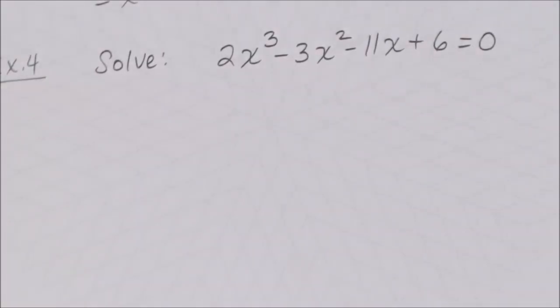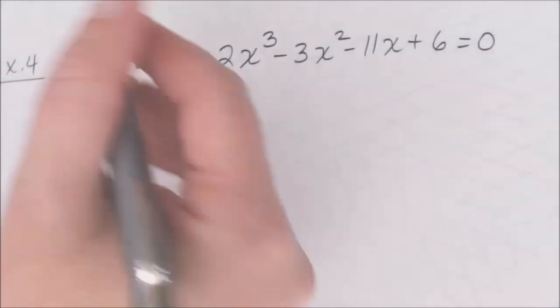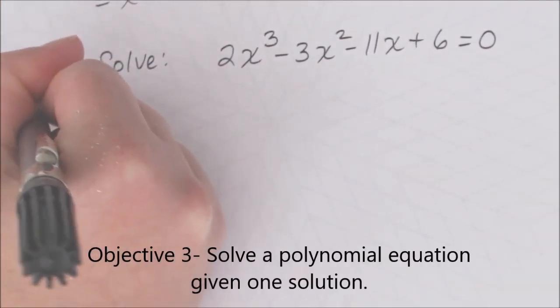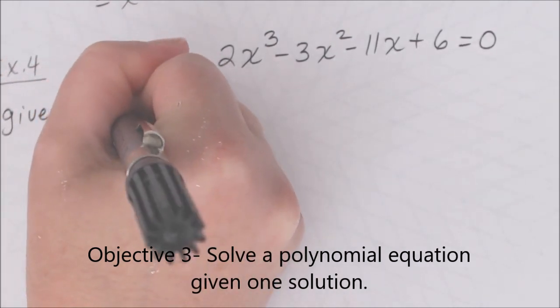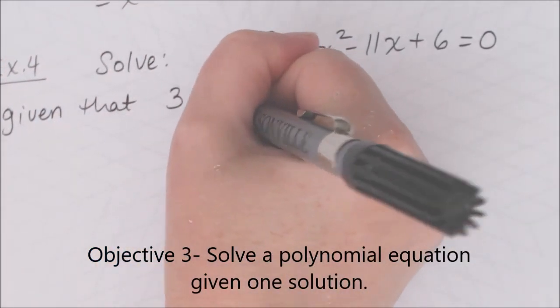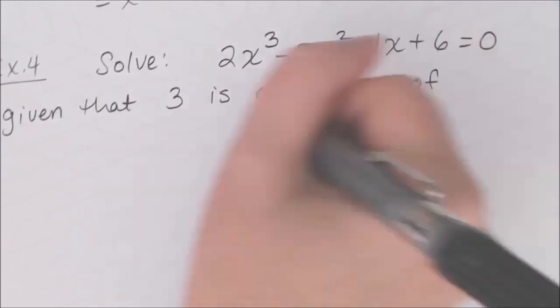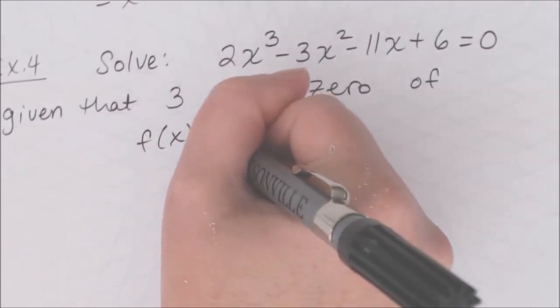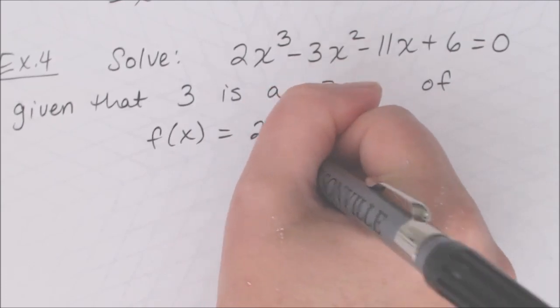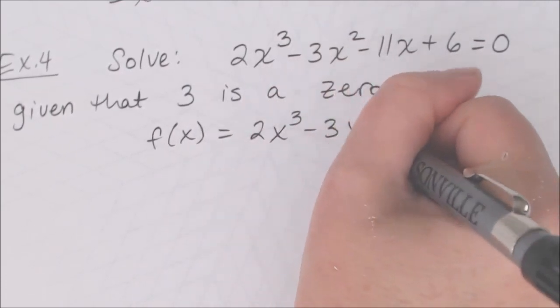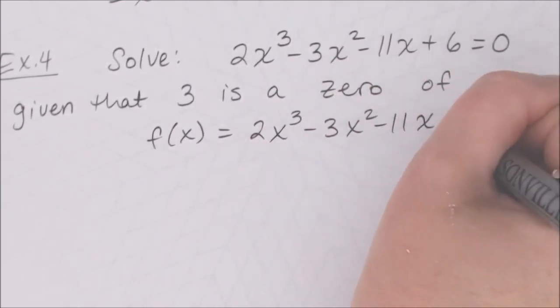Now, if we could factor this, it's 4 terms. If this would group factor, we could use that and solve it that way. But unfortunately, this does not group factor. So what we're going to do, they told us one of the zeros. They said, given that 3 is a 0 of the polynomial f of x equals 2x to the third minus 3x squared minus 11x plus 6.